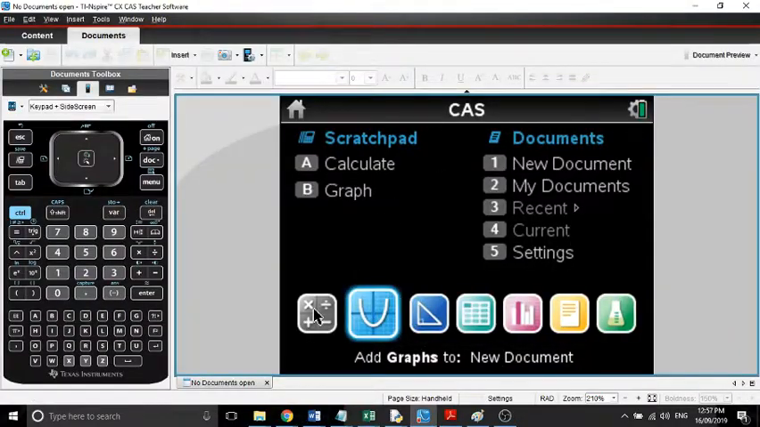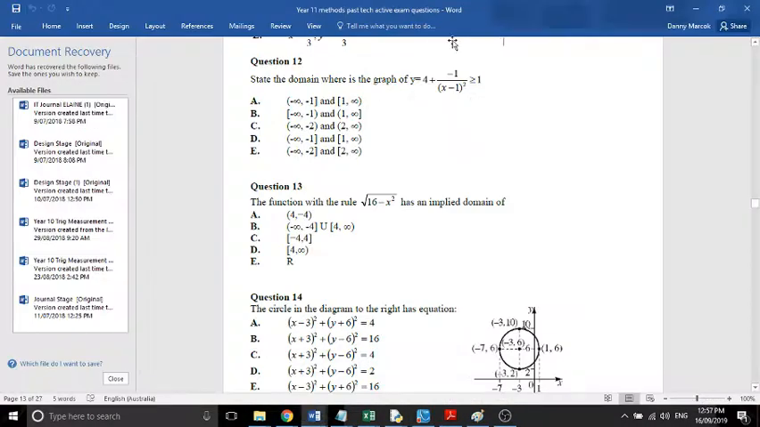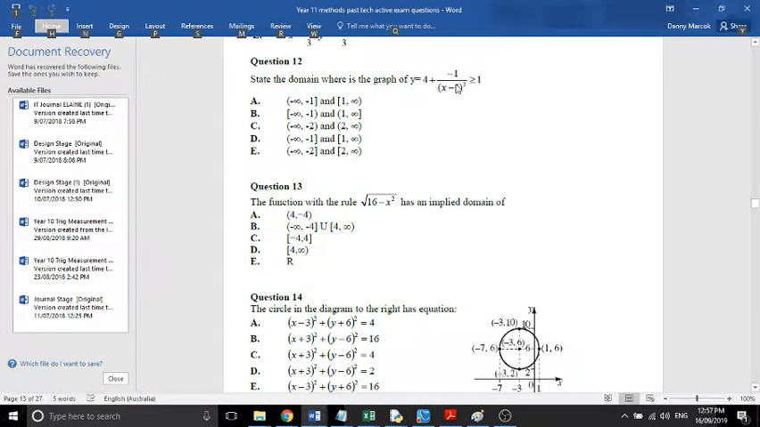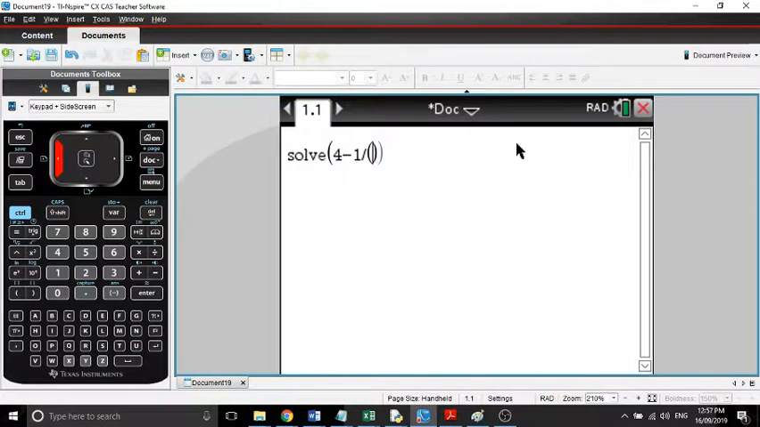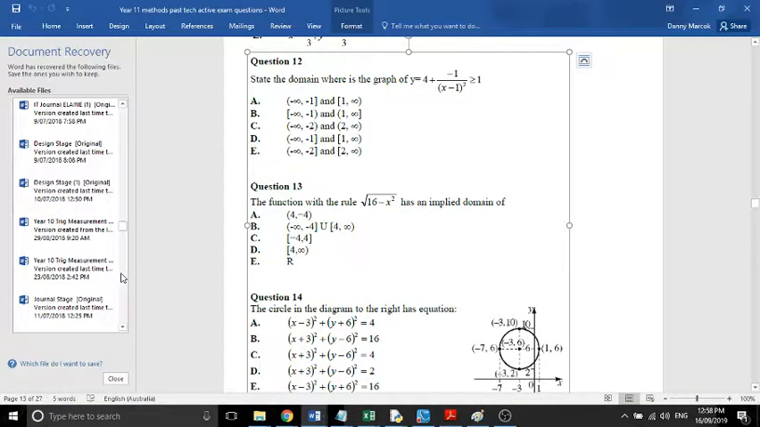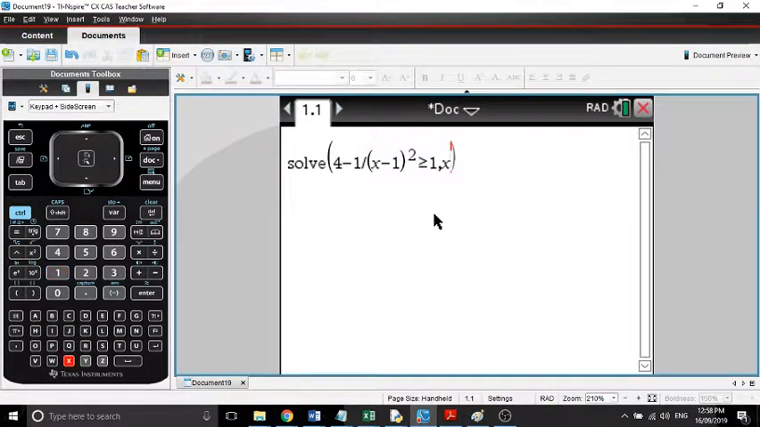So on CAS, it's going to say solve. We're going to write this down. 4 plus, that's a negative 1, so I'll turn it to a minus 1 divided by, open brackets, x minus 1 all squared, and we're looking for where is that greater than or equal to 1. So that thing greater than or equal to 1, and we're solving that for x. Let's see what it does.